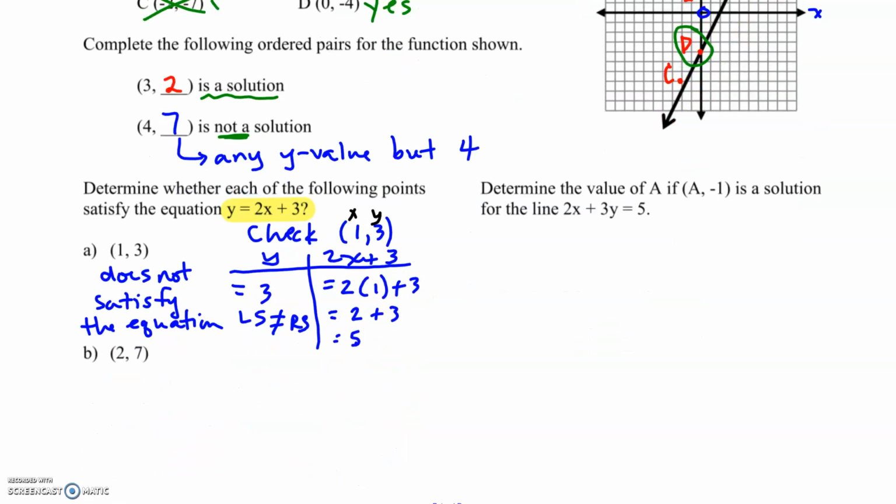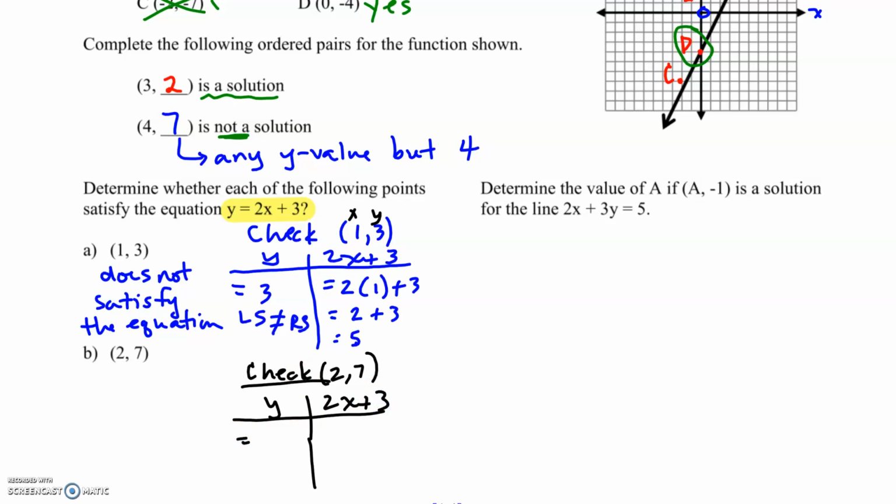Right, let's try the next point, 2, 7. So we're doing the exact same equation. So we're going to do a check, and we're checking the point 2, 7, and we're checking it for the equation that has a left side of y and a right side of 2x plus 3.